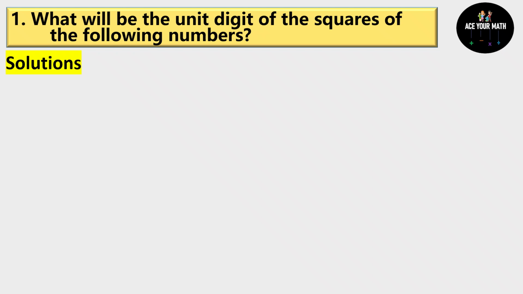And the first question is, what will be the unit digit of the squares of the following numbers? They mean that, see, the first question is 81. When you multiply 81 by 81, or when you find the square of 81, what will be the unit digit? See, in 81, what is the unit digit? It is 1. So for the solution, you will just multiply 1 by 1. When you multiply 1 by 1, what do you get? 1 only. So your unit digit is 1. It means when you take the square of 81, in the unit digit, you will get 1 as the answer. Okay, so it's so simple.